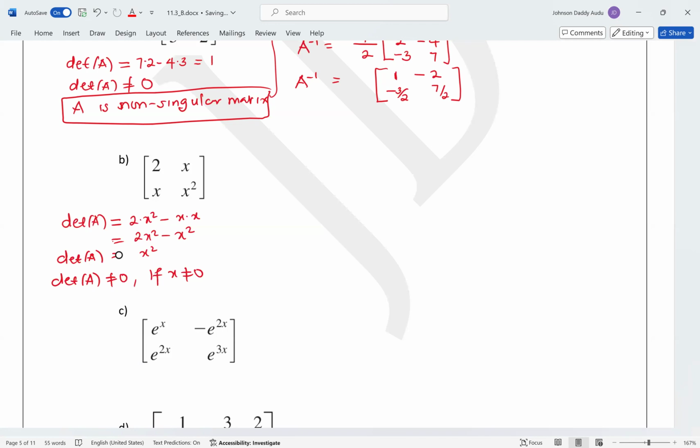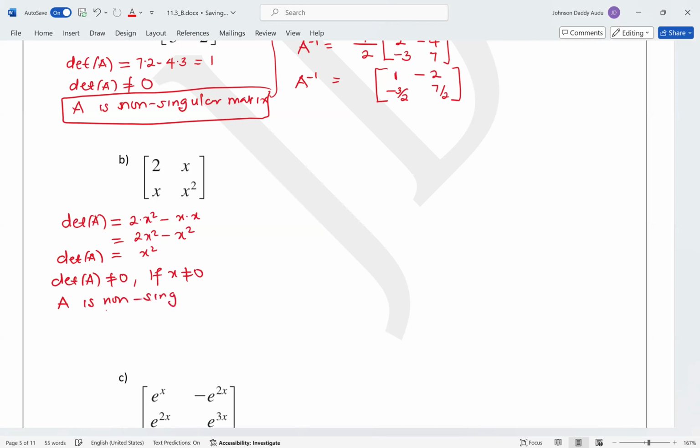Let me just add this one here. So you can see A is non-singular for x not equal to 0, but A is singular if x equals 0.